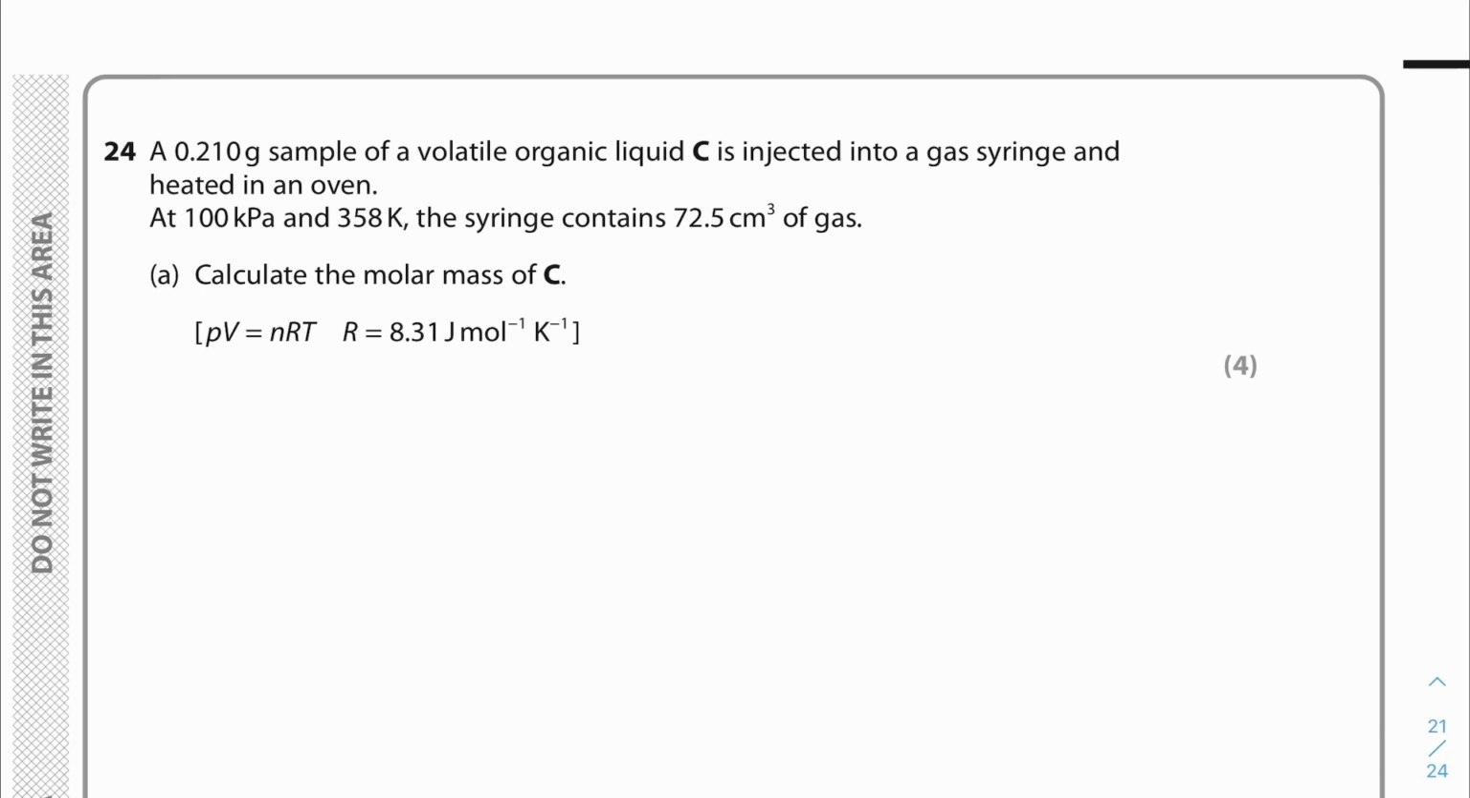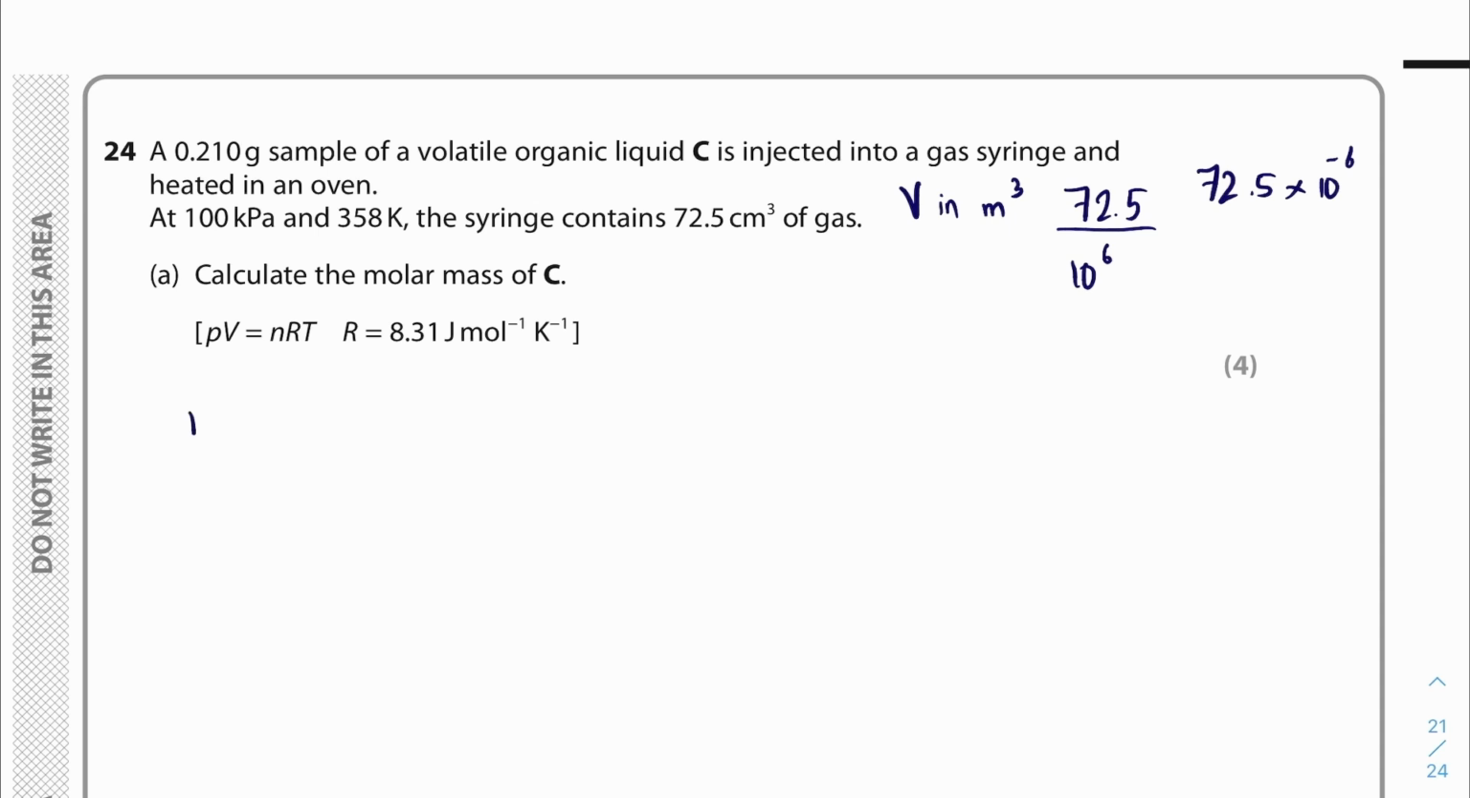First things first, the volume has to be in meter cubed. So we have 72.5 divided by 10 to the power 6, or same thing as saying 7.25 times 10 to the power -5. Or let's just keep it simple: 72.5 times 10 to the power -6. That's it. Okay, so let's rearrange.